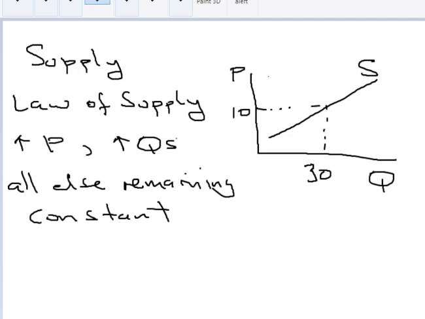So again, there's a difference between supply and the quantity supplied. The supply is the entire graph, the entire relationship, while the quantity supplied is the amount we want to produce or sell when a price is a certain value, like $10. So at a price of $10, these producers want to sell 30 units of this good.